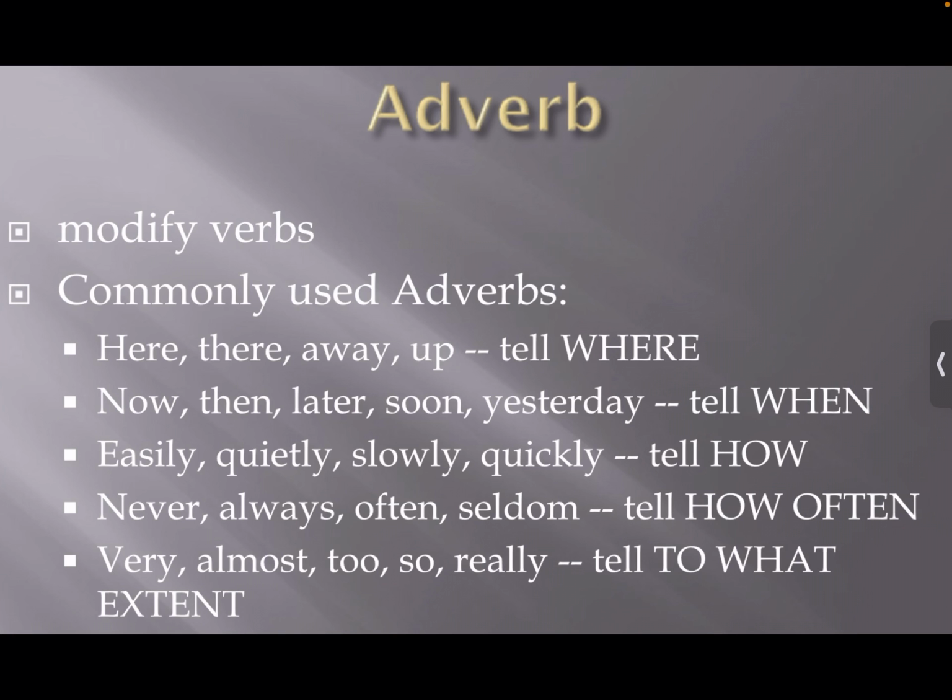For example, the man ran quickly. Quickly here is the adverb. The adverb quickly is telling us more about the verb, and it's giving more information to our sentence. For example, Ali speaks loudly. How does Ali speak? He speaks loudly.